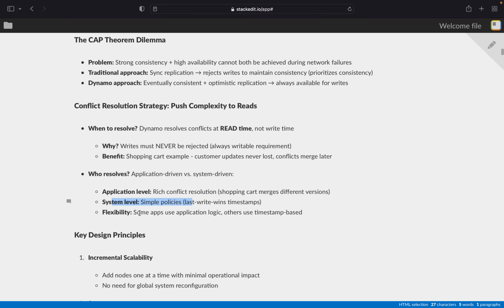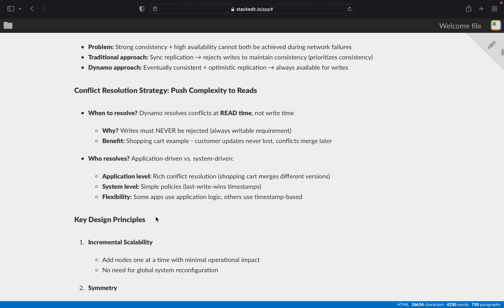And the flexibility is, some apps use application logic and some use timestamp based. Most of the systems in Amazon are like shopping cart and catalog, so it depends on the service, whatever they choose. Either they go with the system's default conflict resolution, which is timestamp based, or if we talk about the shopping cart, they choose to go with the application level conflict resolution technique, where they converge the two divergent shopping cart data into one, right?